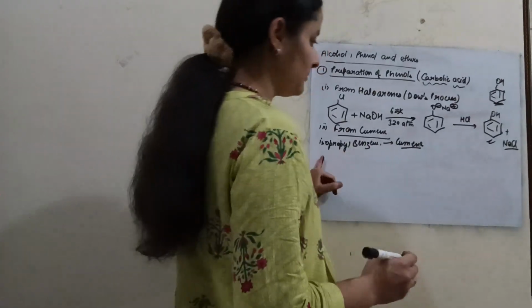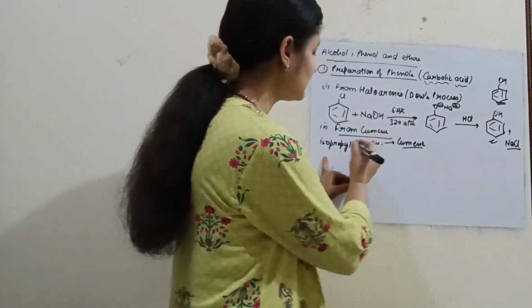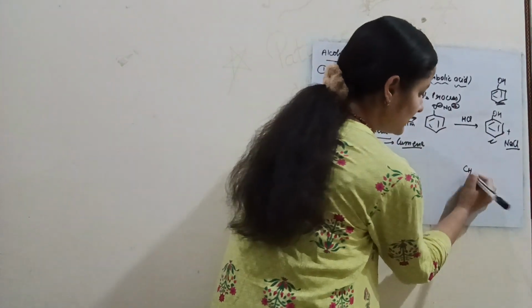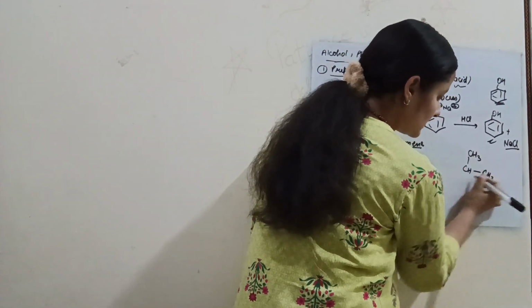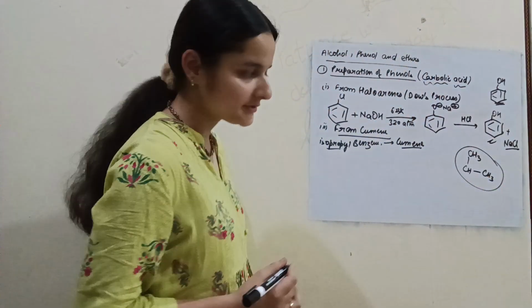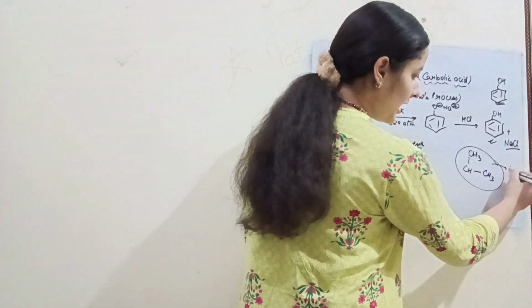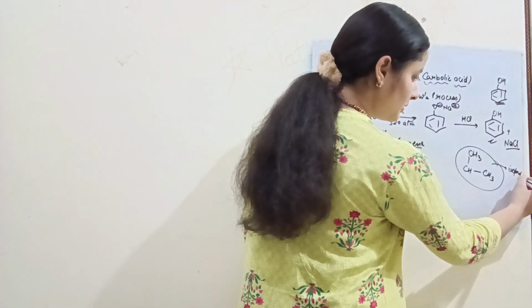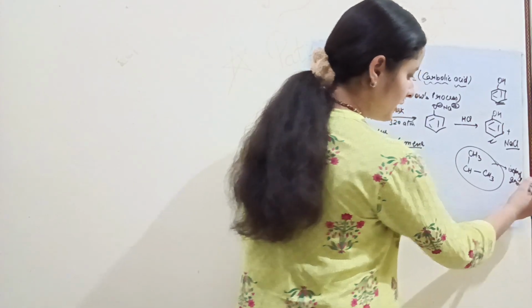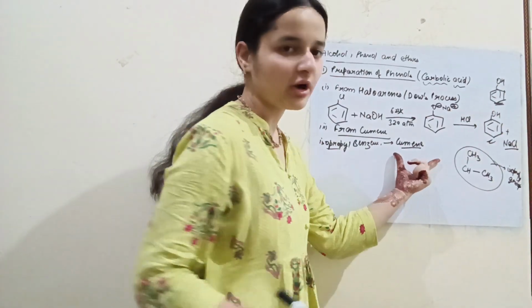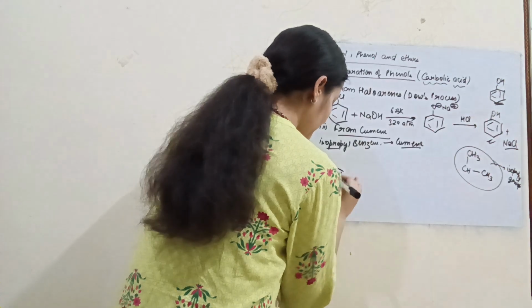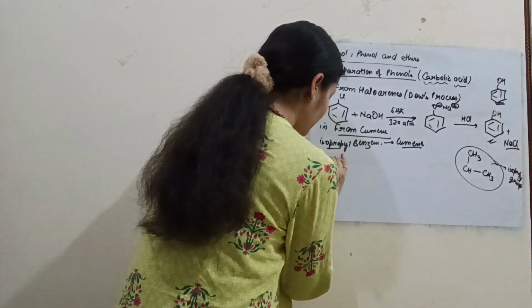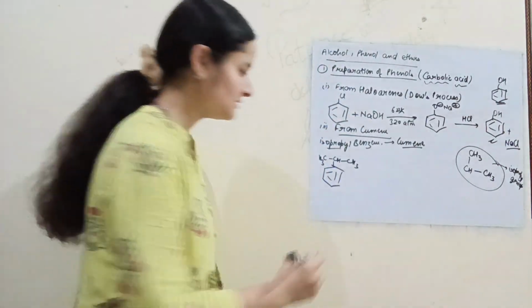So isopropyl benzene. First of all, let me specify what is isopropyl group. Isopropyl means CH, propyl means 3 carbons. So this is my isopropyl group. And I am saying that cumene is isopropyl benzene. So this is my cumene.